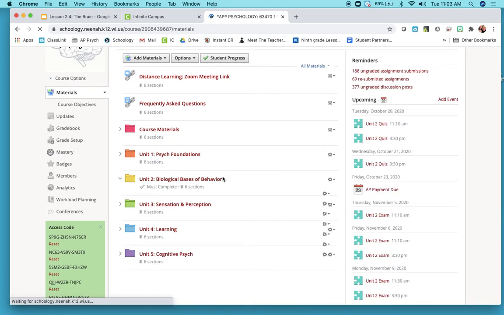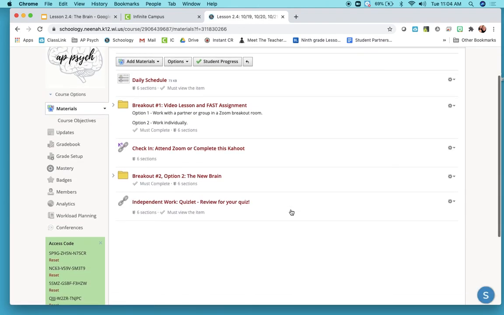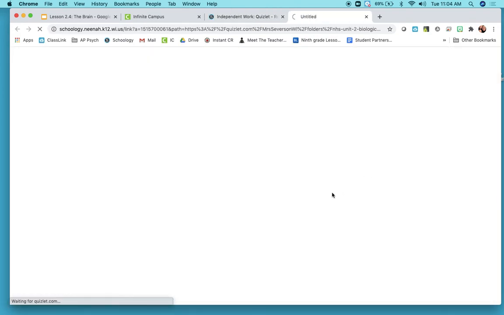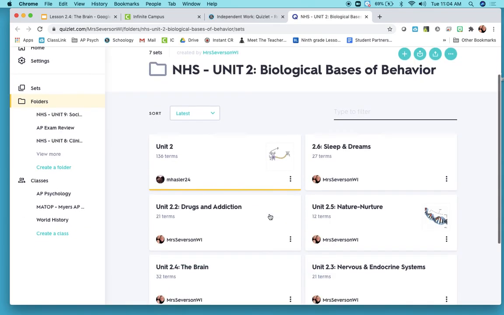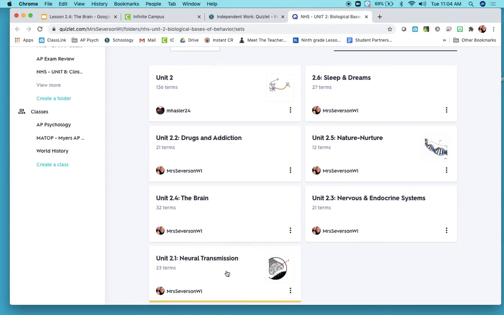In our Schoology folder, because we have a quiz next class period, I have our Quizlet information in here, and this is broken down by subtopic. You could look at neurotransmission. I would like you to look at the brain because that's what we did today. This would be an excellent review for all the material today. But you can take a look at some of these other topics like neurotransmission and the nervous and endocrine system. Drugs and addiction we're actually going to wait on because I rearranged the units this time.